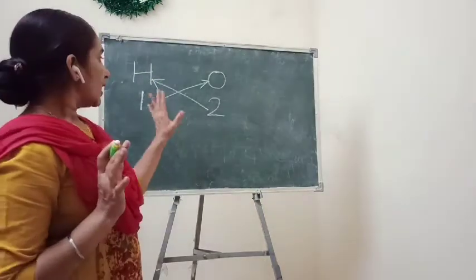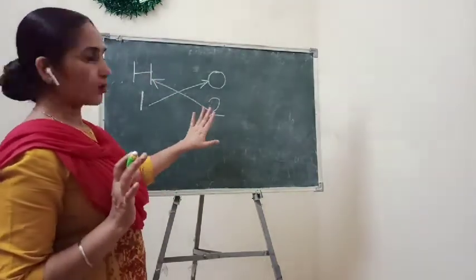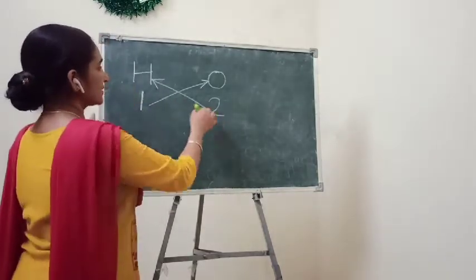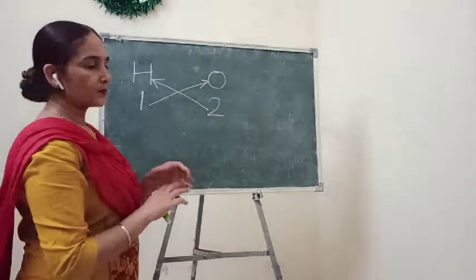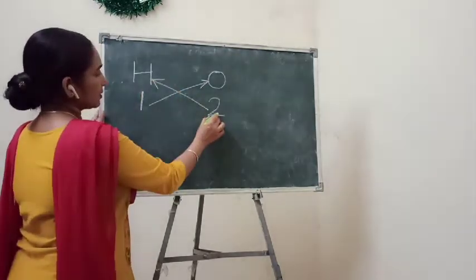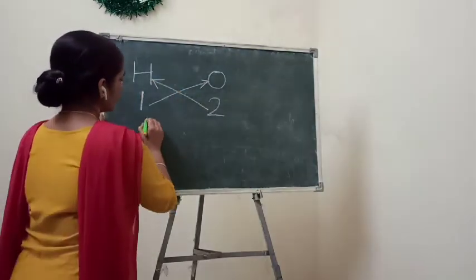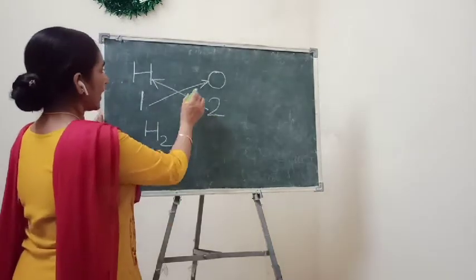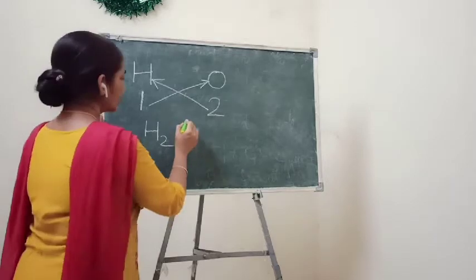Understand? So how to write its formula? Now you can see, after writing its valencies, you cross both the things. And for H2, here we write H. How much of H will you write? 2, and O remains 1.